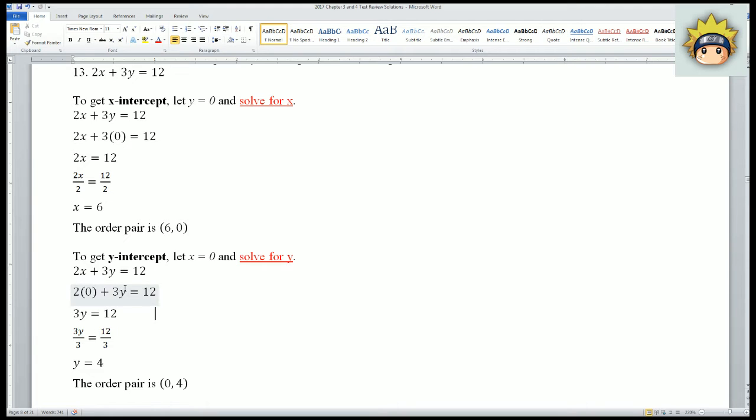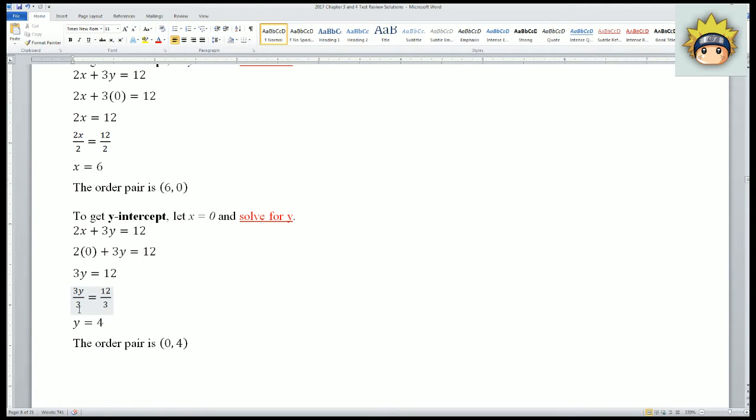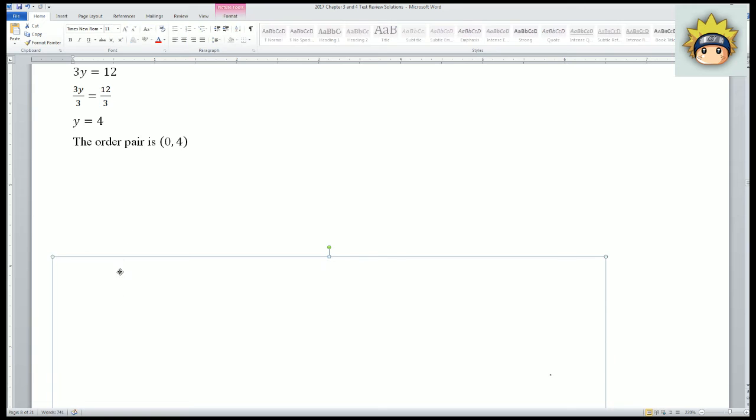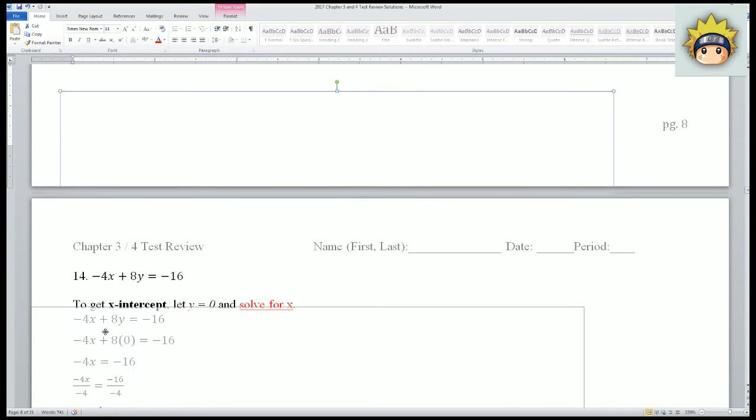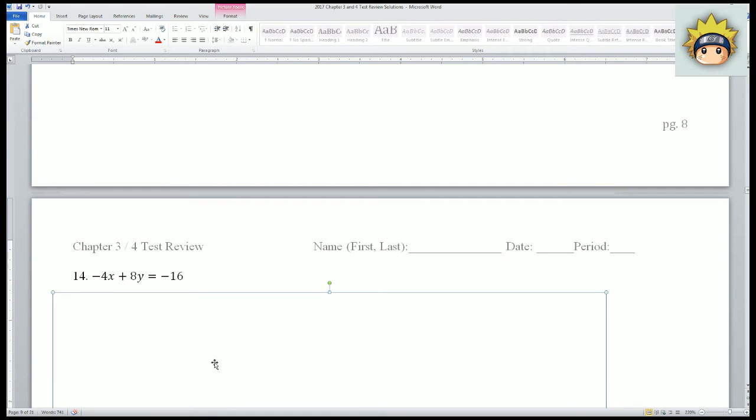I have to divide 3 to both sides, right? 3 over 3 just becomes 1, and 12 over 3 becomes 4. Y equals 4 only after x is equal to 0, because these two, right, relate to each other. That's why the ordered pair for the y-intercept is 0, 4. Right? It seems like what we're doing seems correct. Right? So let's continue. Here's 14.